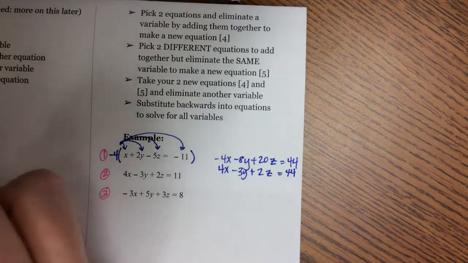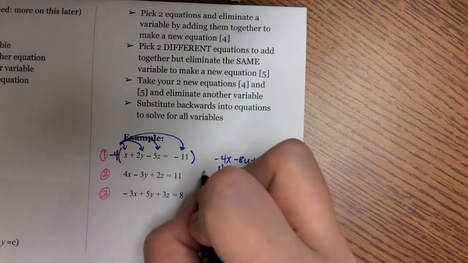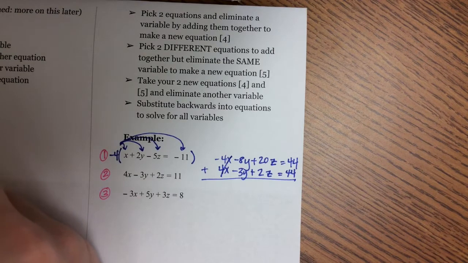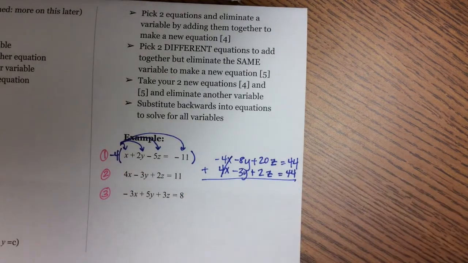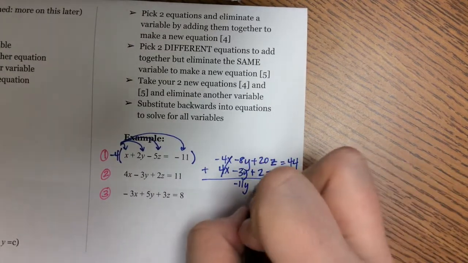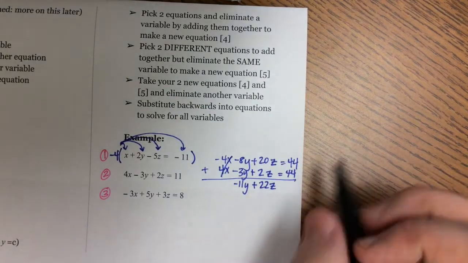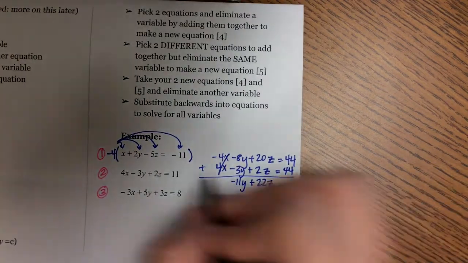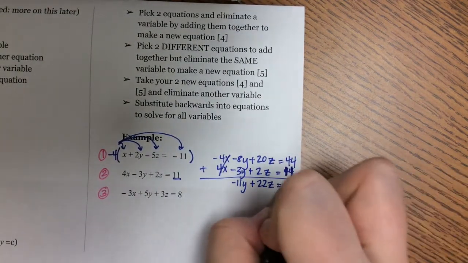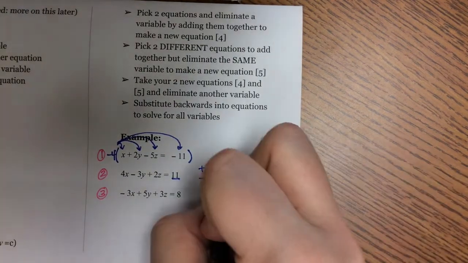Okay, once I bring that over, we're going to add both equations together. And you'll see that negative 4x and positive 4x cancel out or zero out. Negative 8y and negative 3y makes negative 11y. 20z and 2z makes positive 22z. And, oops, I copied that down as a 44. That should be an 11. 44 and 11 makes 55. Sorry about that. Okay, so we're going to call this equation number 4.